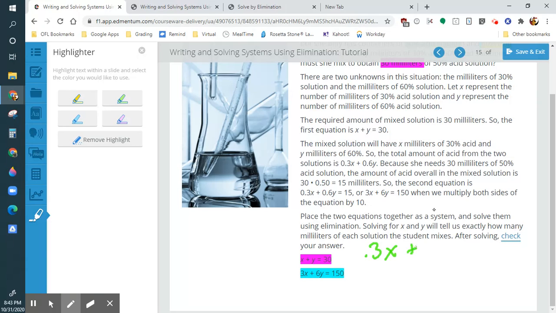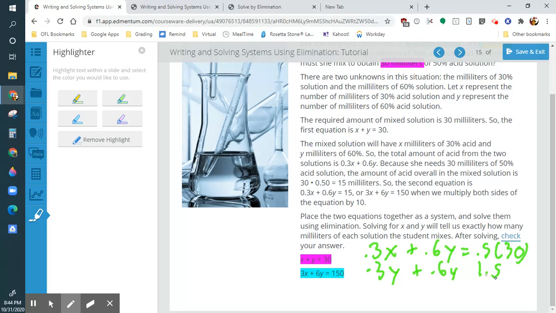0.3 of X plus 0.6, so 60% of Y is equal to 0.5 of 30 milliliters. We don't know how much X is, so we can't multiply it, but we do know how much of this 50 milliliter solution we want. Now, what they did is they got 1.5, but instead of doing decimals, they were like, why don't we just multiply this by 10 and that'll make it better.